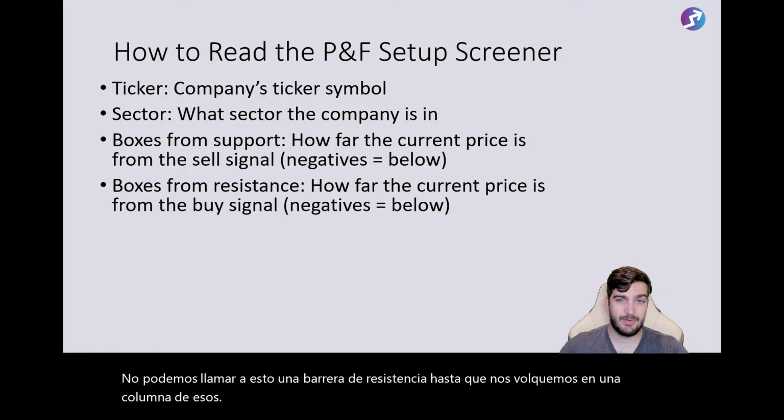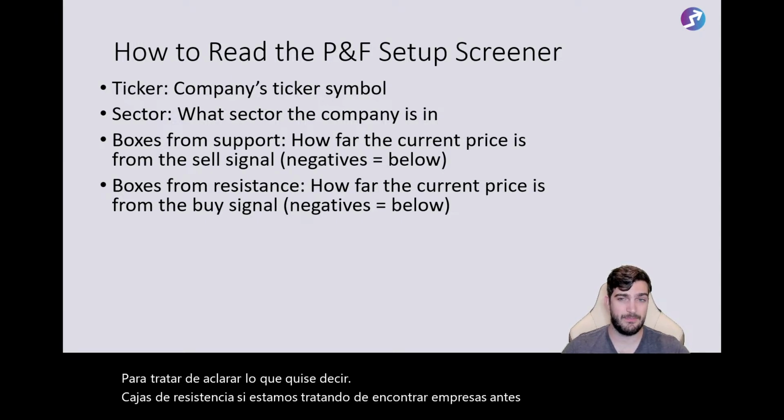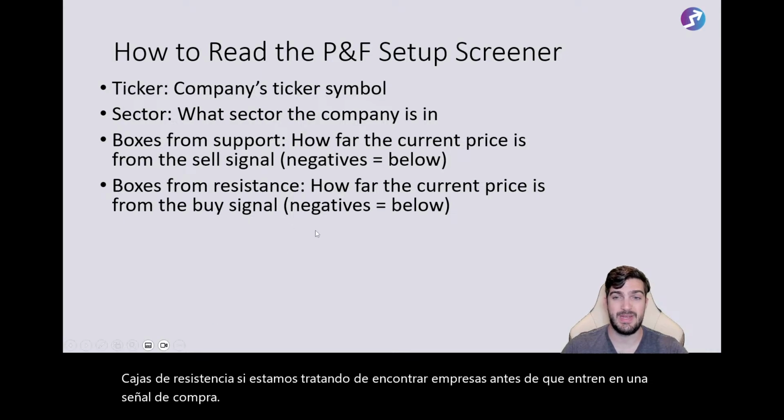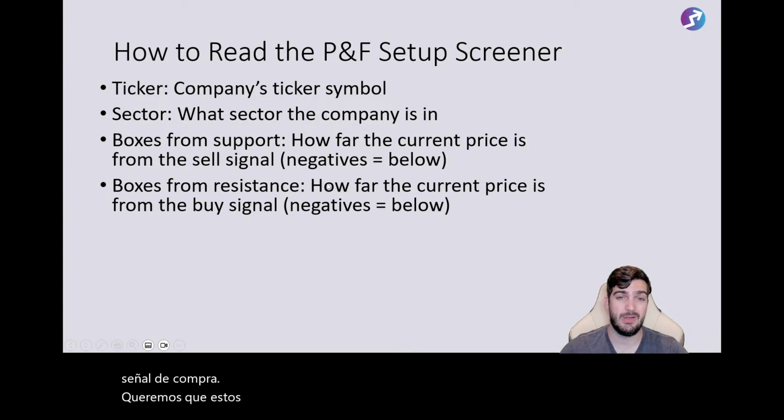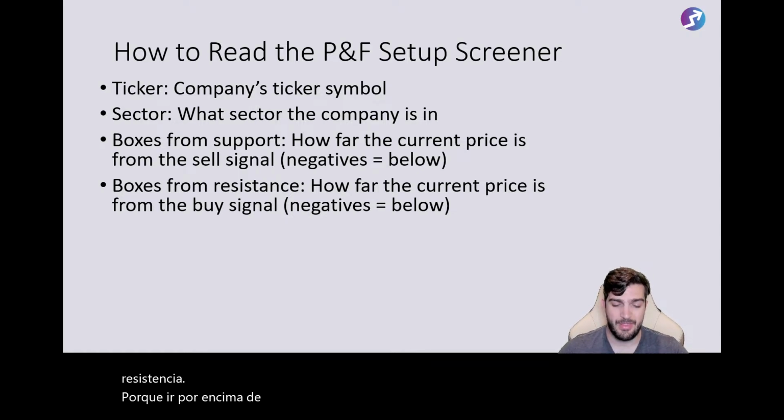So, to try and clarify what I meant, boxes from resistance, if we are trying to find companies before they go on a buy signal, we want these numbers to be negative. We want to be below that resistance barrier. Because going above the resistance barrier is that breakout. That is the buy signal that we're looking for.